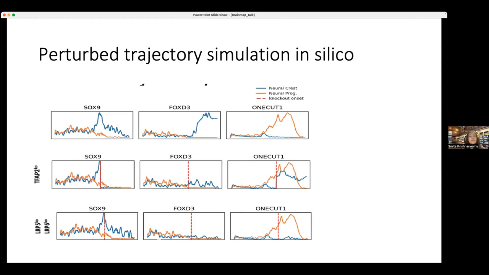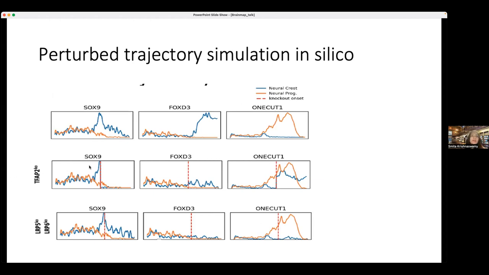But here's an example. And so in the neural crest and neural progenitors lineage specification example I gave, the blue is the neural crest and the brownish color is the neural progenitor. And we can have the dynamics of specific genes that are involved in their development.